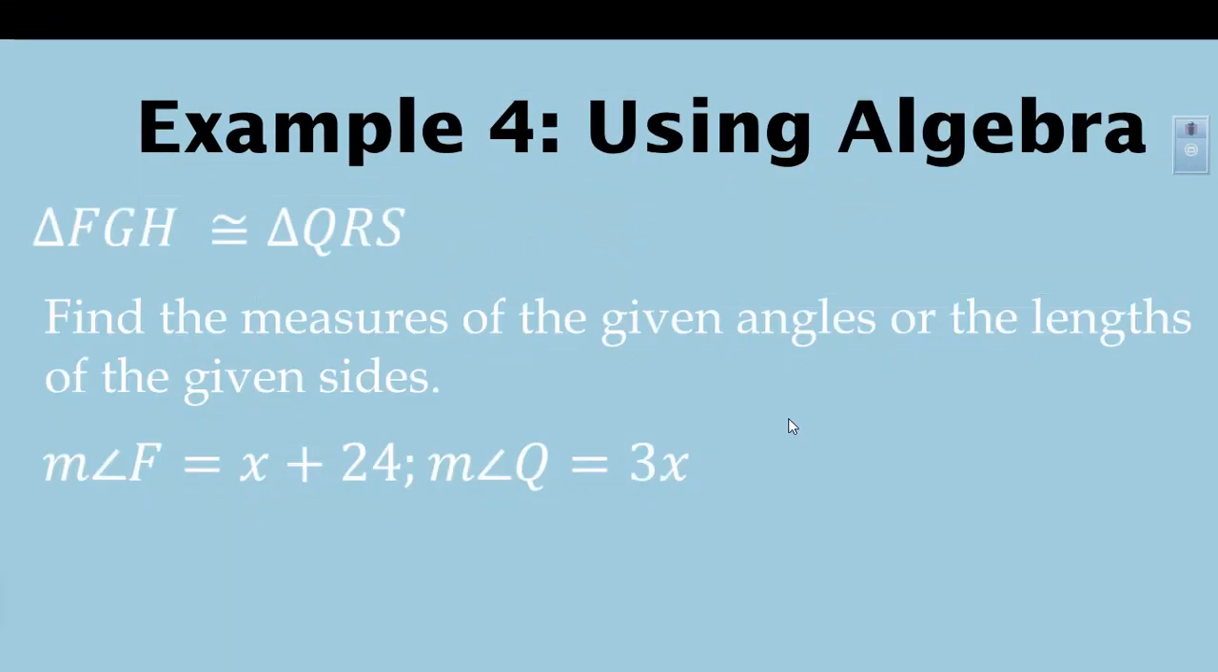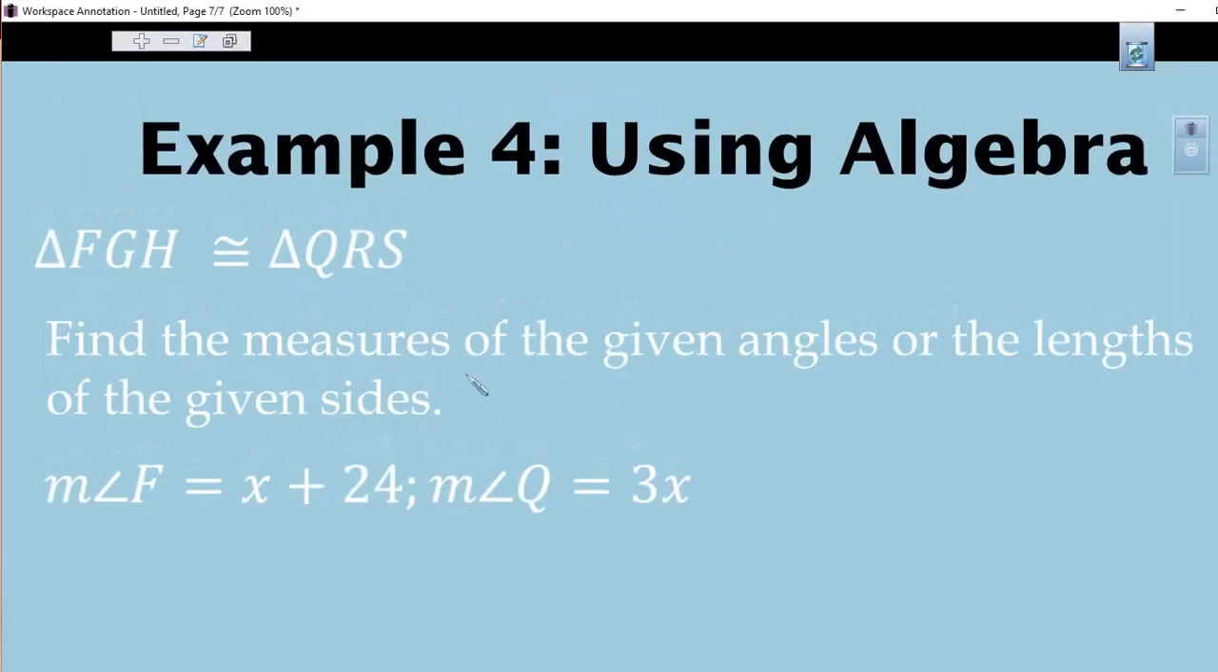All right, so let's take a look at these. We're going to find the measures of the given angles or the lengths. And so that means in order to find the measures of these angles, we have to find the value of x. So let's look at what we were given here. They tell us that triangle FGH is congruent to triangle QRS. So that means F goes with Q, G goes with R, and H goes with S.